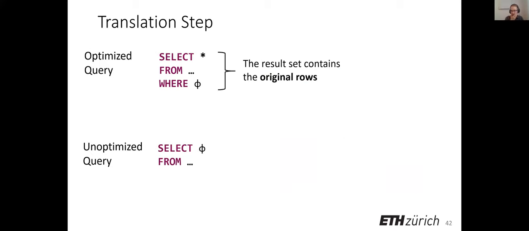Just to recap on what the result set is. For the first query, the result set contains the original rows. And for the second one, we have a result set containing both true and false values, namely as many as there are rows, or the cross product of rows in the tables.